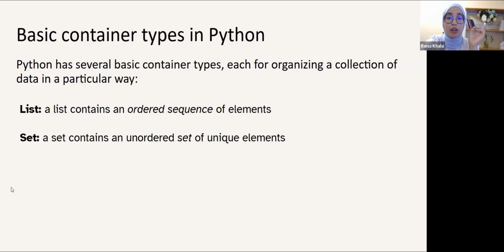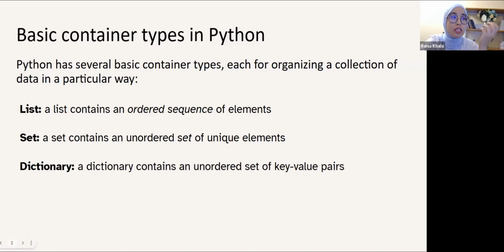And next, we have the dictionaries. Dictionaries are like a directory. It's the most common container that you can probably encounter in Python. And it contains a set of key-value pairs, okay?